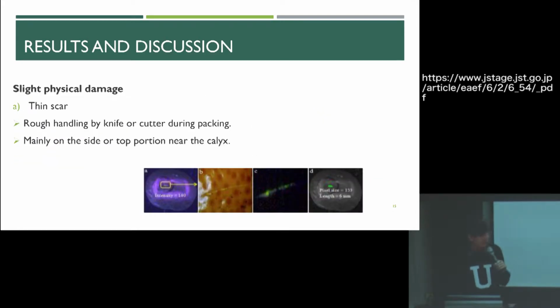The first one is the physical damage, thin scar. This kind of defect is due to rough handling by knife or cutter during the packing, and it occurs mainly on the side or the top portion near the calyx. As you can see from the figure, this kind of defect is very small and tiny, and it is difficult to see with human eyes. With the image, we can actually find it.